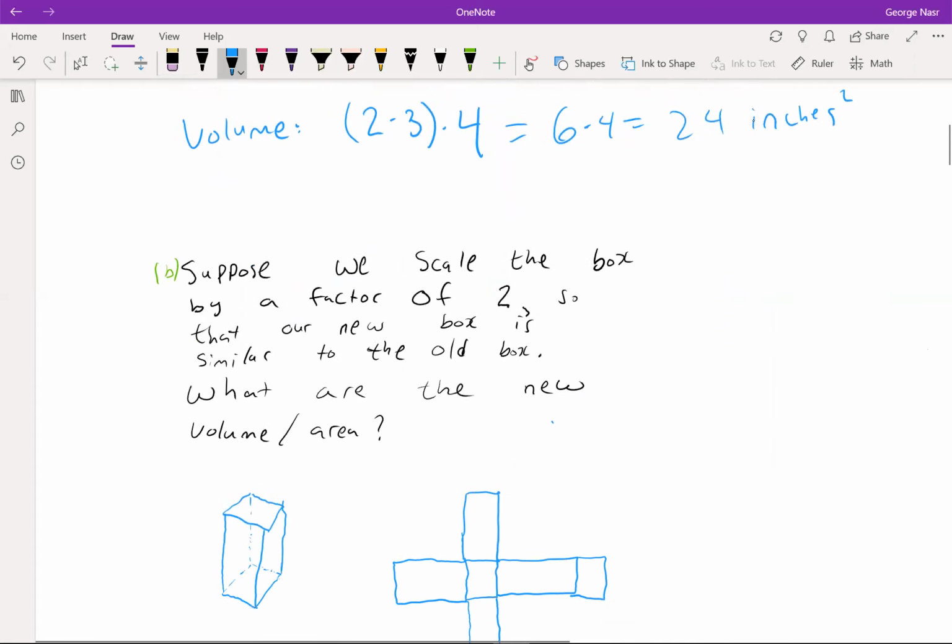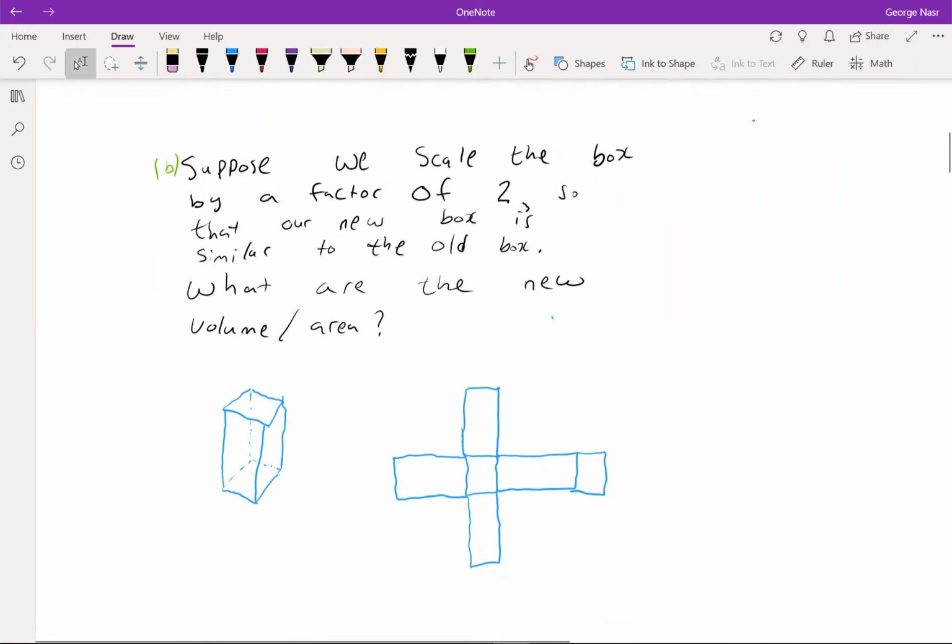Let's suppose now that we scale the box by a factor of 2 so that the new box is similar to the old box. When I say similar here, I do mean mathematically similar. That means the shapes are the same, I've just scaled it. It's like a model box or something like that. What is the new volume and area?